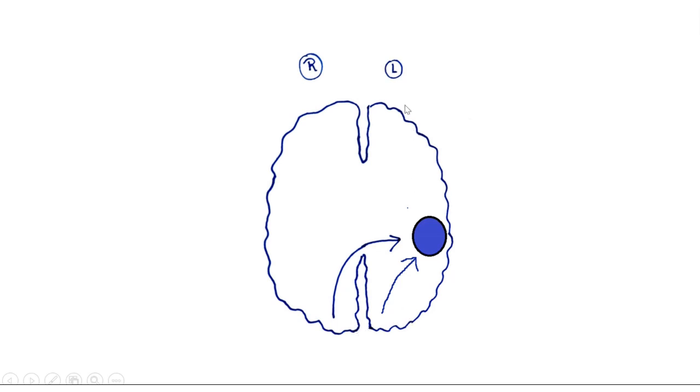Then, from the left side, if the patient is left hemisphere dominant, this information is processed and sent over to Wernicke's area. The non-dominant hemisphere information crosses over in the posterior corpus callosum, that is the splenium of the corpus callosum, and it then goes on towards Wernicke's area. So both of this information is eventually going to be transmitted to Wernicke's area itself.